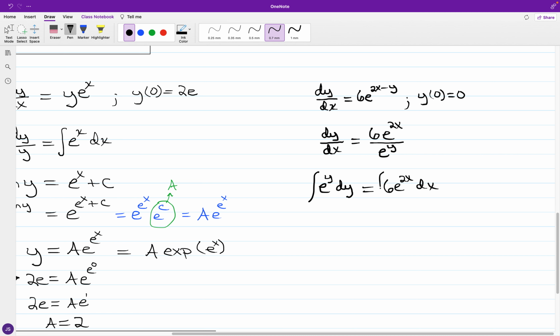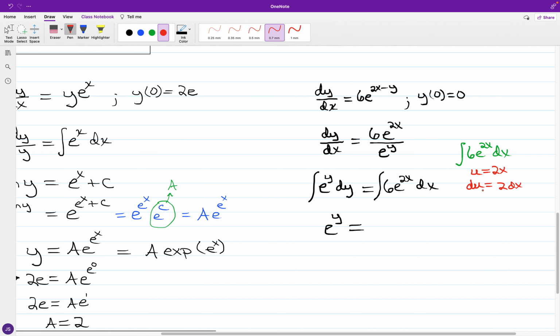And in the setup, I can go ahead and integrate the left hand side. We have e to the y, and for 6 times e to the 2x dx, again, chances are you already see the result, but in the case of the exponential base e to powers, it is oftentimes easy to get the derivative and the antiderivative mixed up.